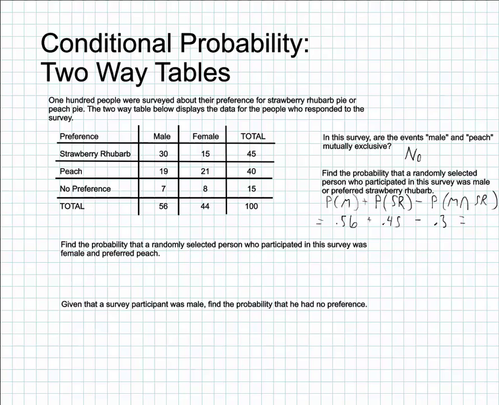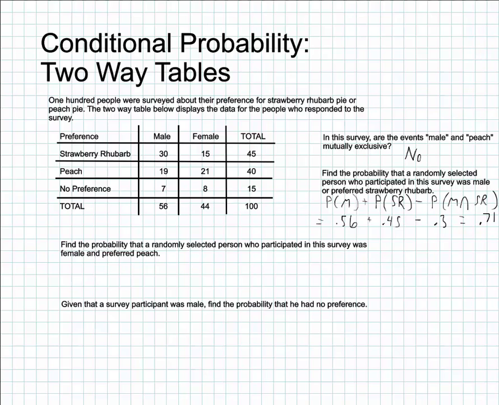So that should equal 0.56 plus 0.45 minus 0.3. So that should give us 0.71. So 71% is the probability that a person was either male or preferred strawberry rhubarb.